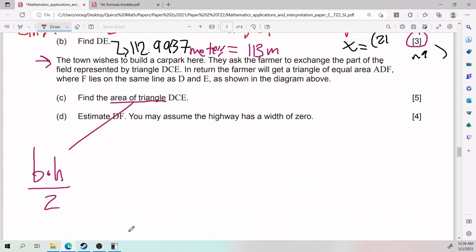Anyways, that's your first tool. It's the classic. You know, it's what we're used to. It's base times height divided by 2. It always works. But there is another one, which is like the trig version, all right?